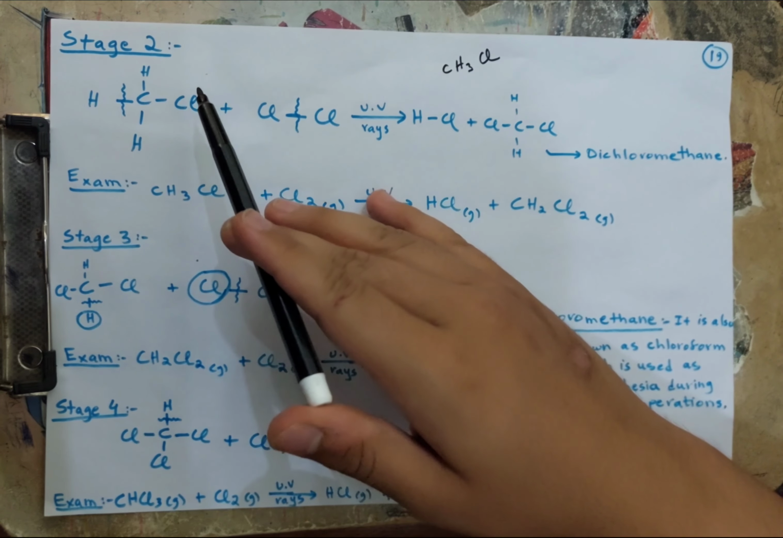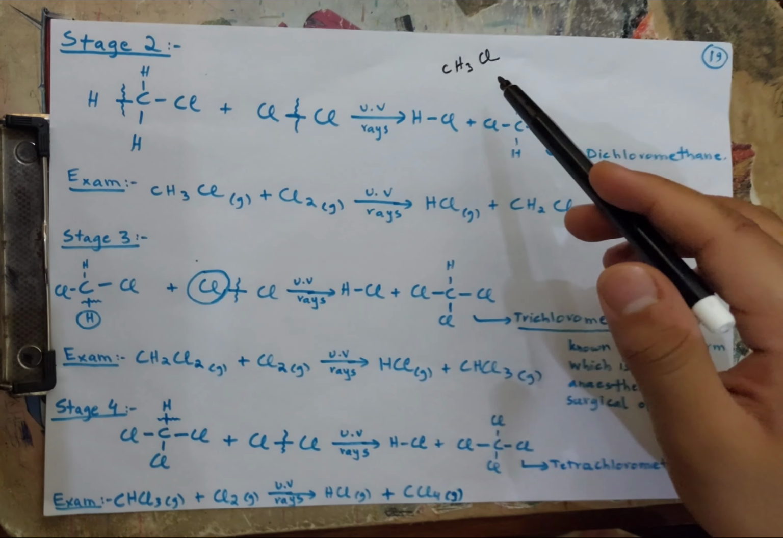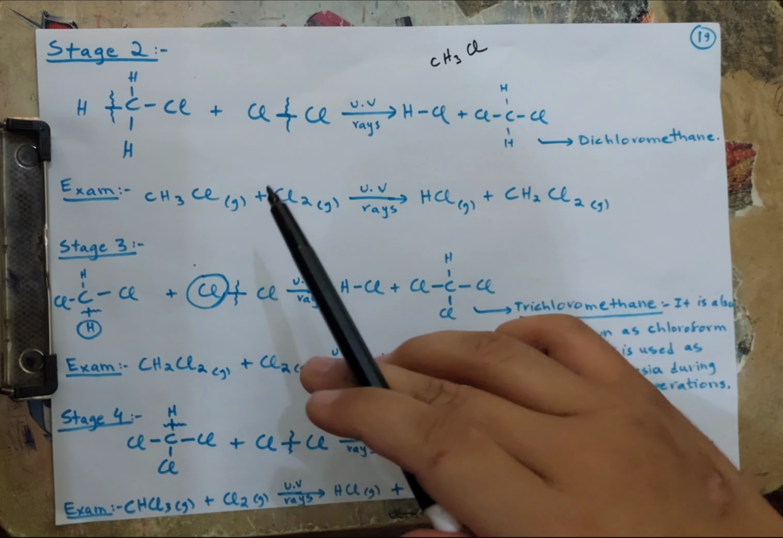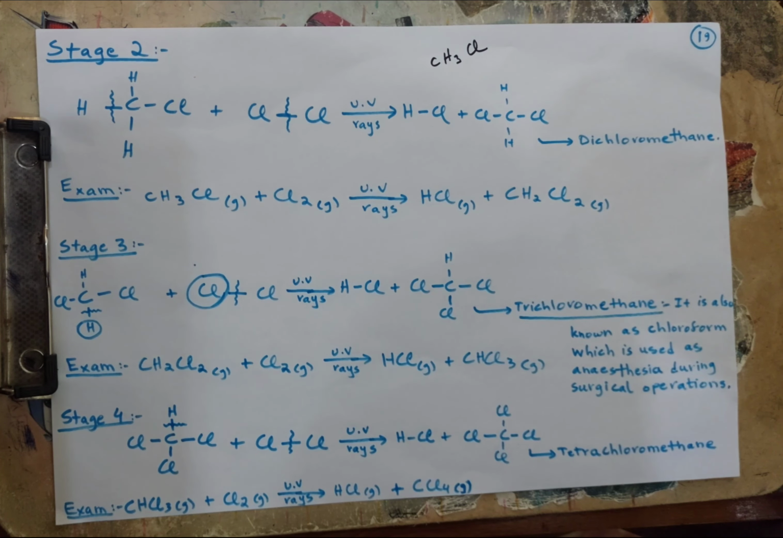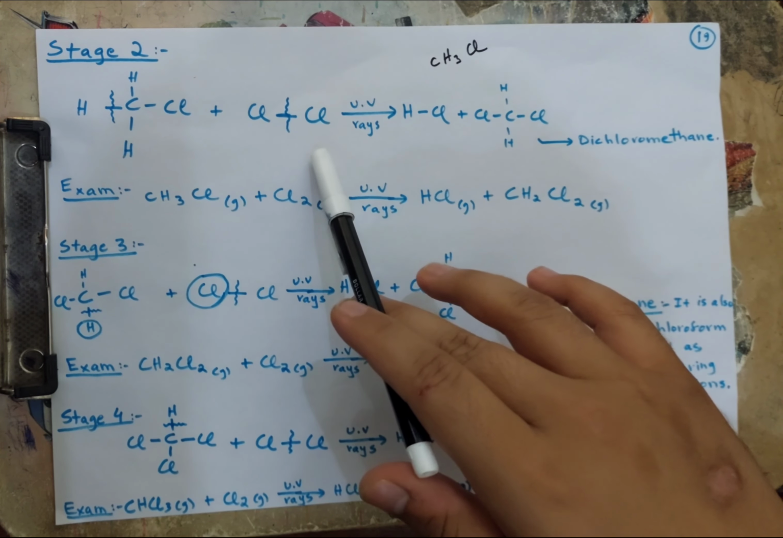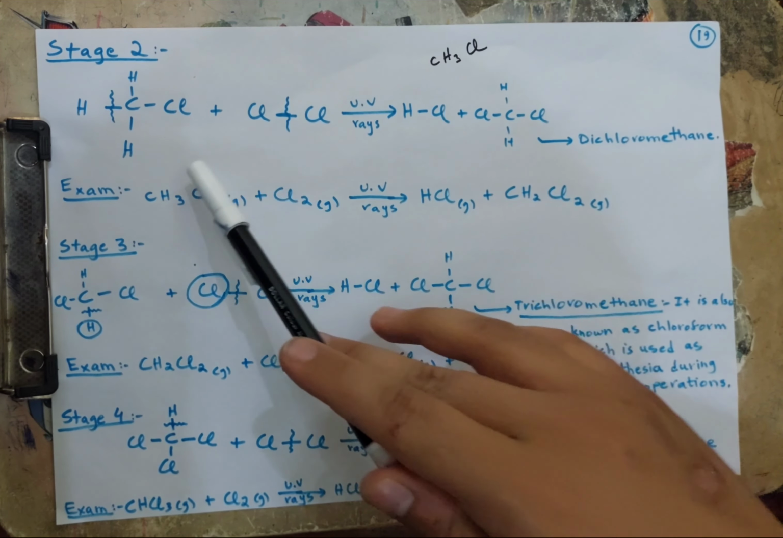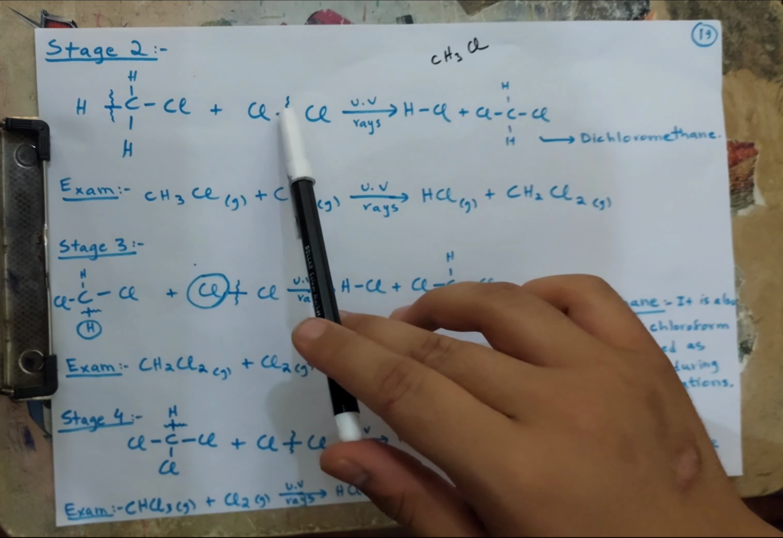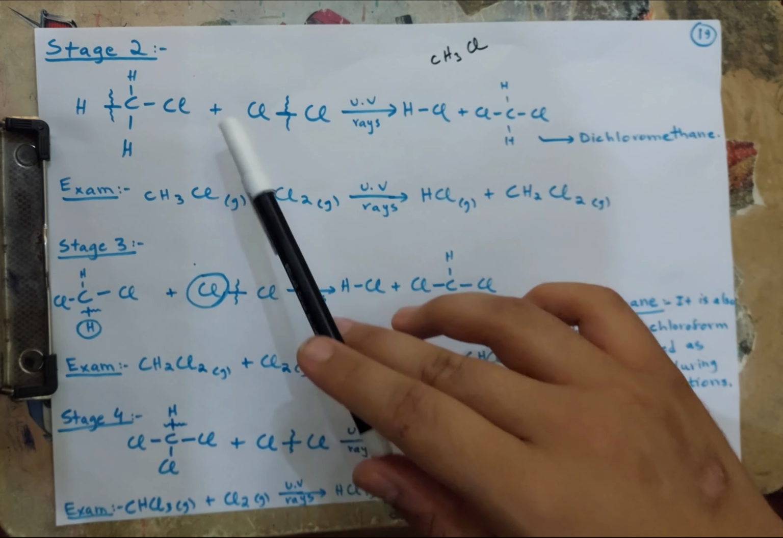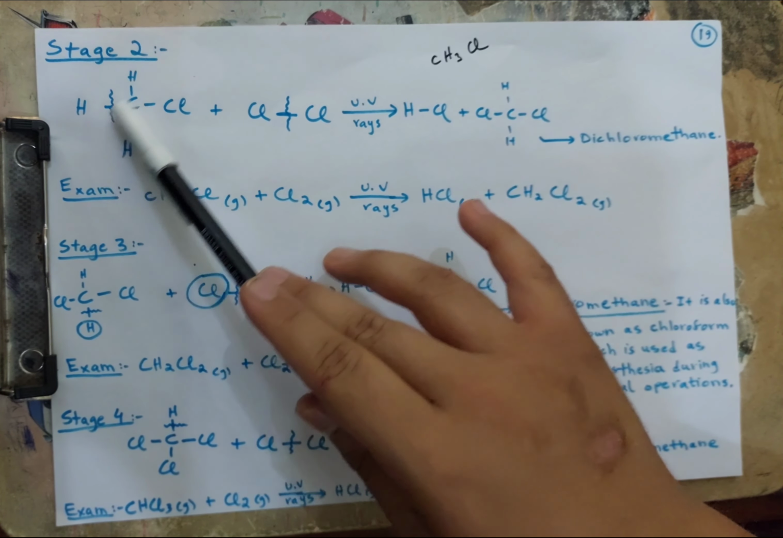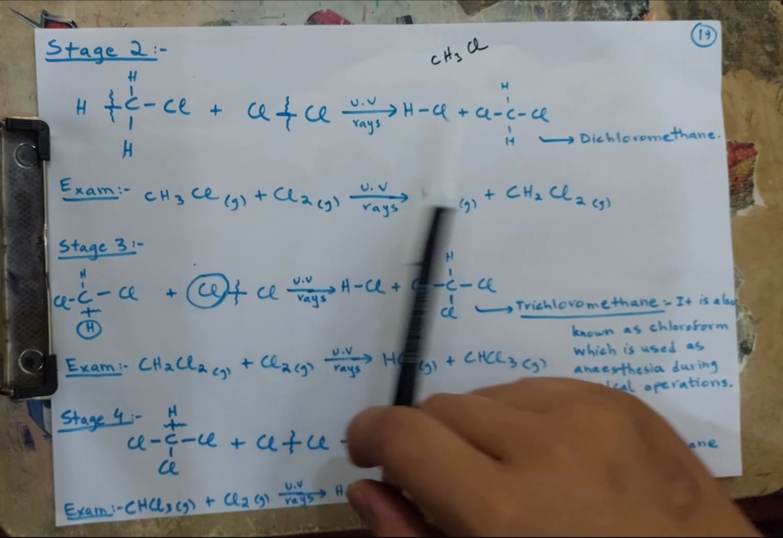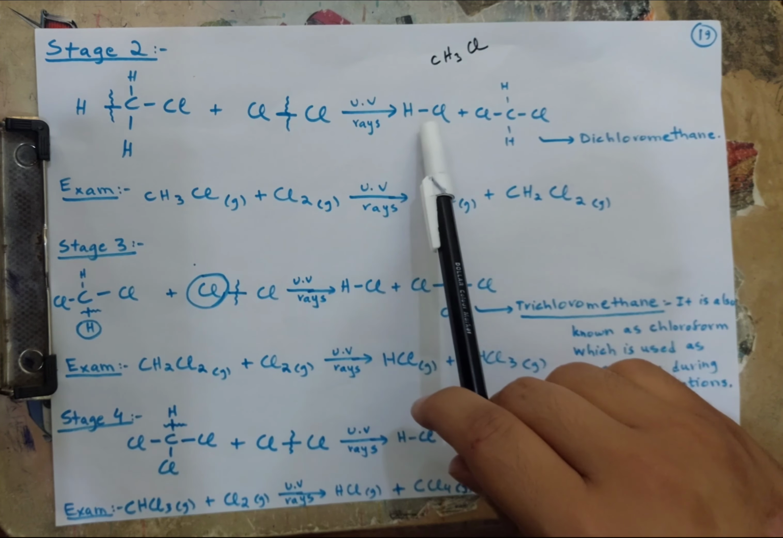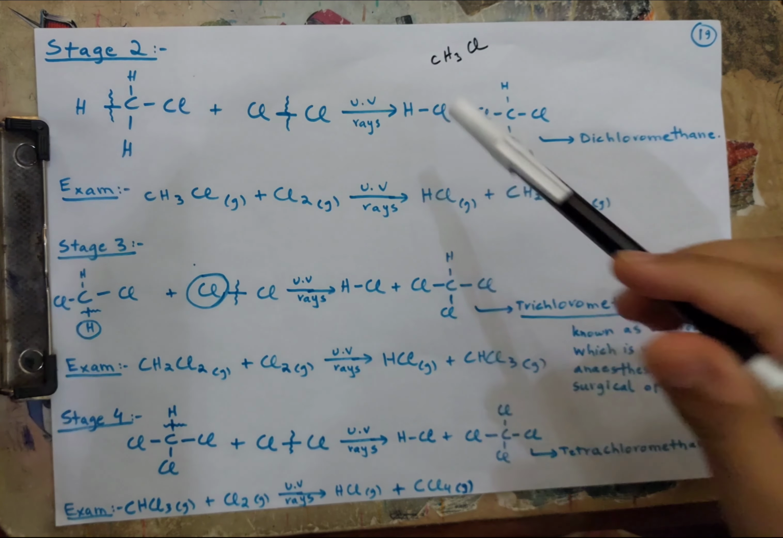CH3Cl. Now in stage 2, we are gonna react this CH3Cl with chlorine gas. We will take the chlorine gas in excess amount. Here the same mechanism is followed, as the bond between CH breaks, and the bond between Cl and Cl also breaks, and Cl replaces hydrogen and bonds with CH2Cl over here. So CH2Cl2 is formed, and this H comes here, and again HCl is formed.